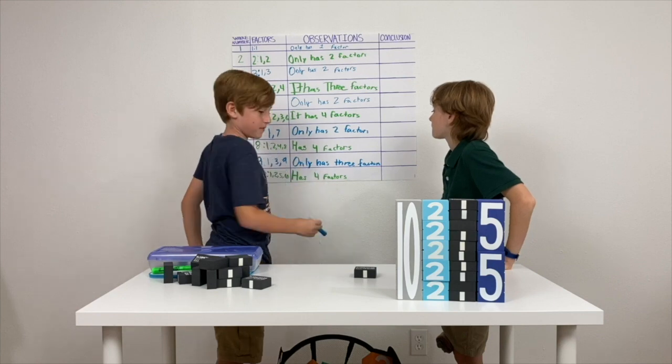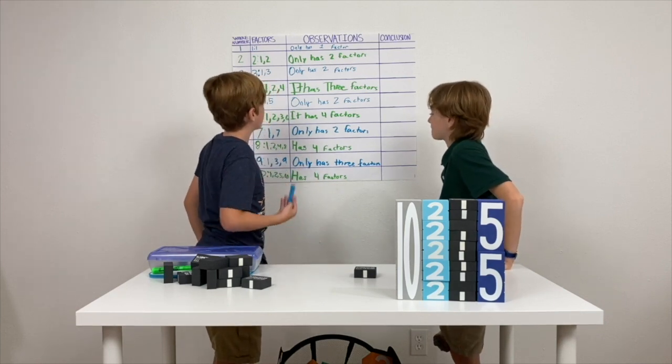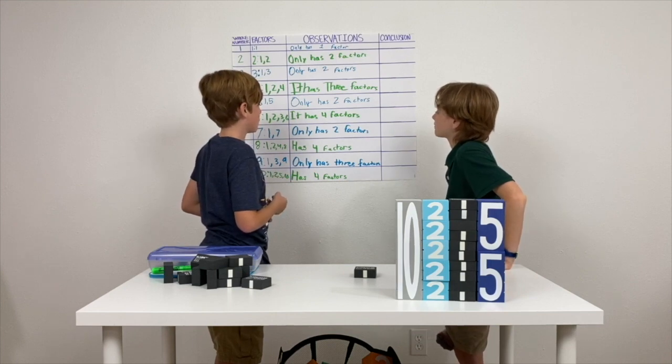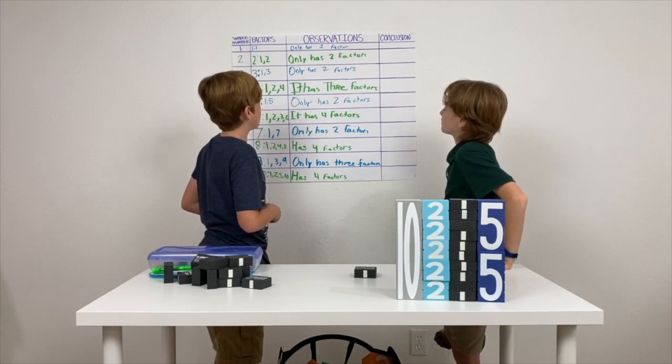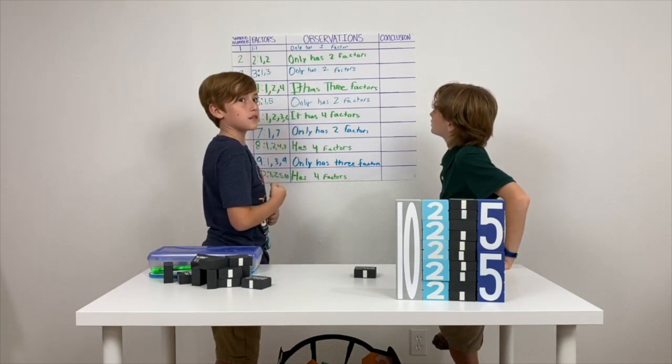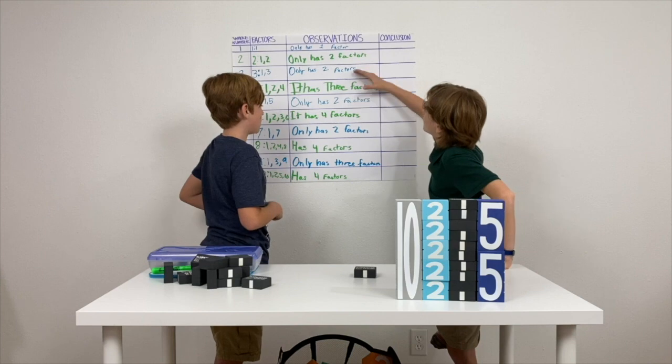No, it's okay. So only has 2 factors, only has 2 factors, only has 2 factors, only has 2 factors, only has 2 factors. Okay, that's it. How many only has 2 factors do you have? 4. That's pretty safe to say that is a distinct group. And then the 4s.